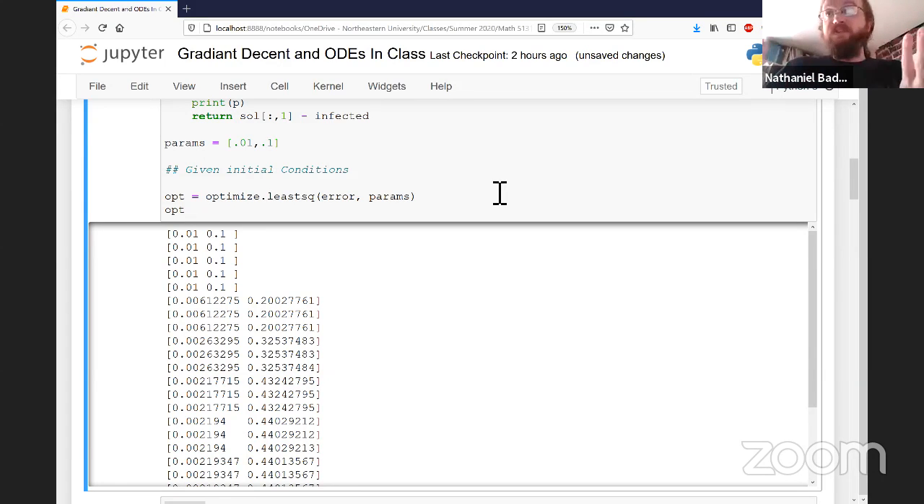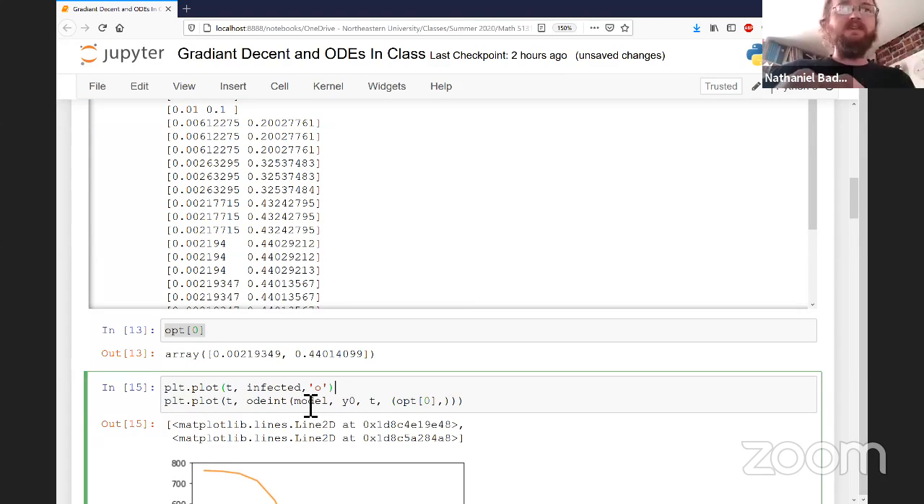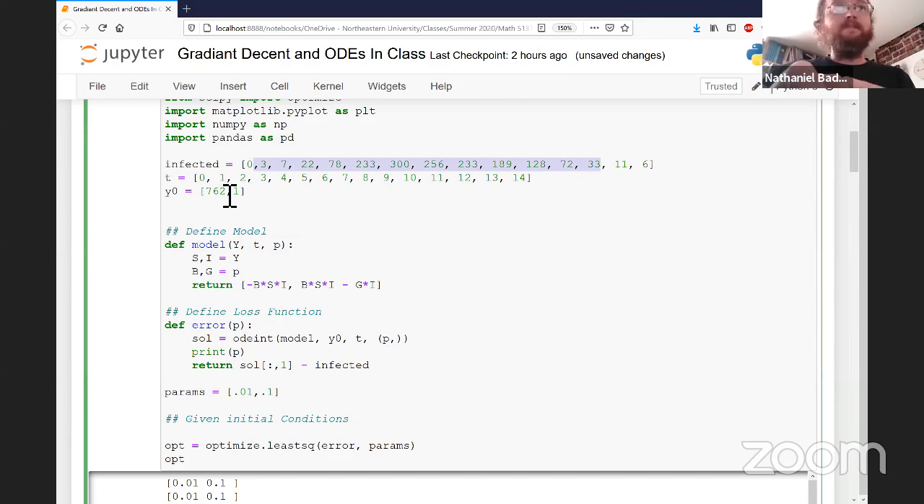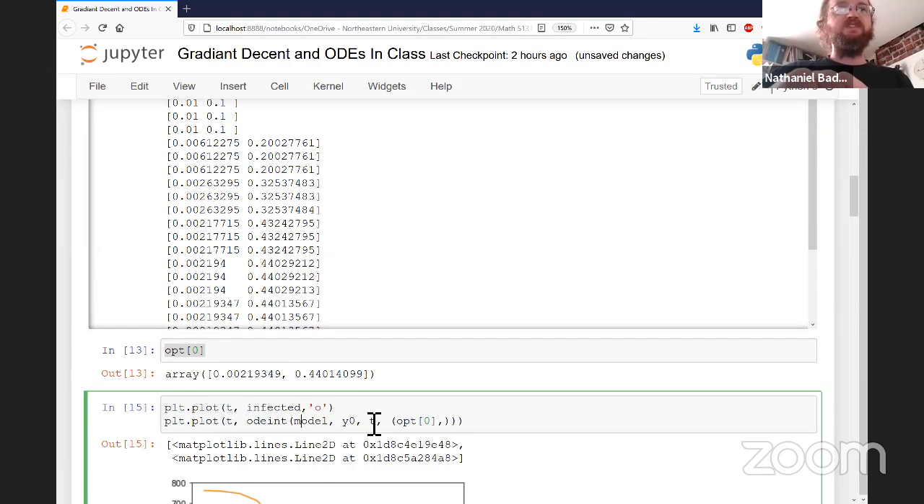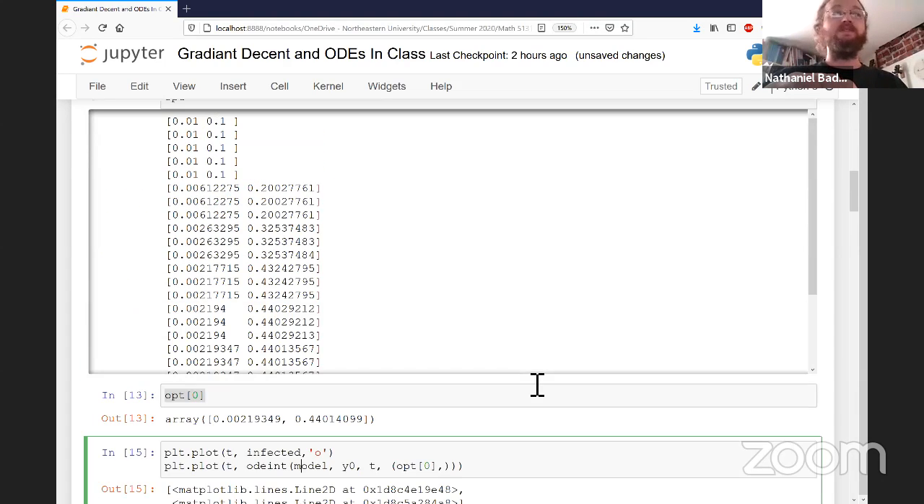All right, so this is great, right? What is plt.plot infected? Oh, this is just, yeah, so infected here is just this list of the values, and T is the list of times. And so this is just plotting these dots on here. And then the O just indicates that it should be a scatter plot, not a line plot. Any other questions?